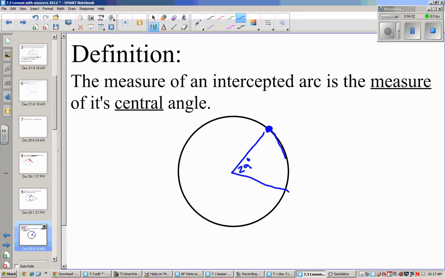Now we're going to look at just the measure of the arc. So the measure of the arc is actually just an angle measure. And so what this says is the measure of the intercepted arc is the measure of its central angle. So that means that the measure of this arc is also 29 degrees, right?